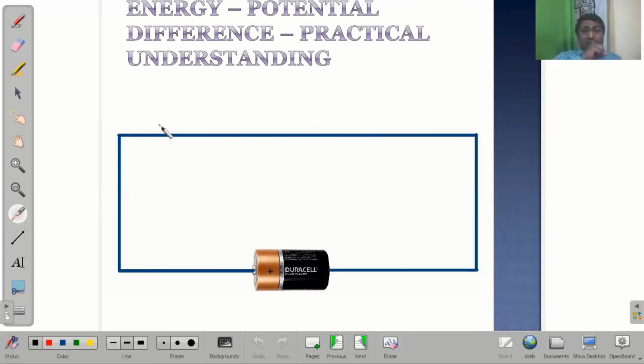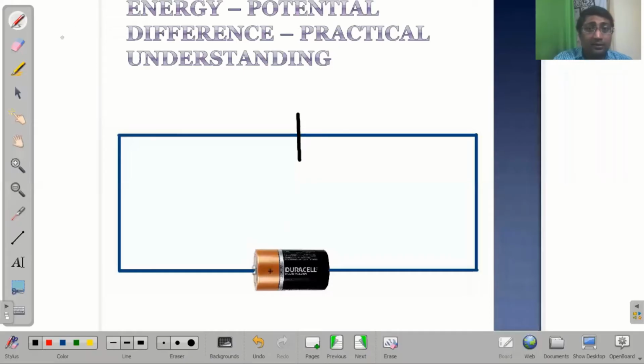Very important. Now let's look at the practical aspect. I want you to understand the practical aspect. So let's break it off here. I just break it. Okay, let's say I break this wire over here. That wire I have broken it over there at that particular location.